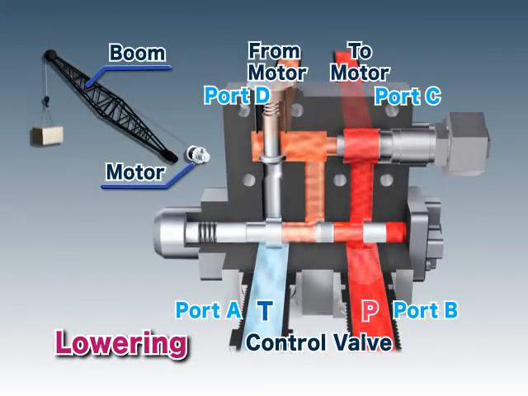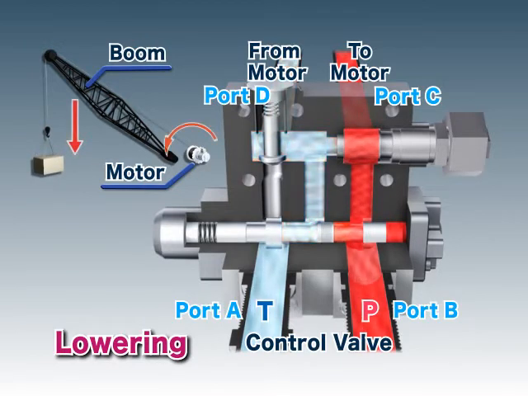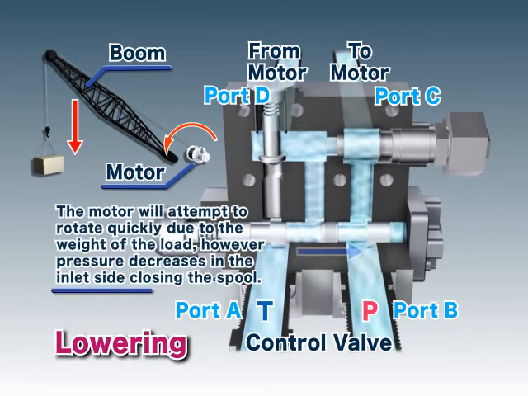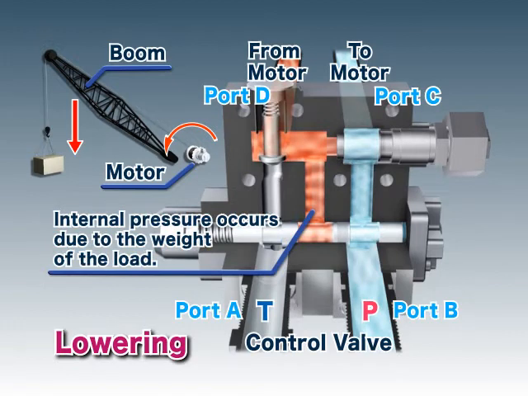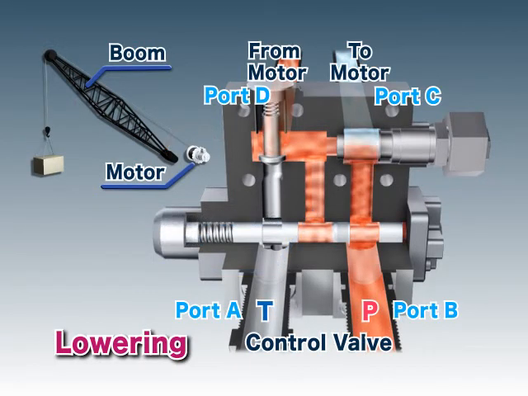As the spool moves, the circuit between port D and A opens. This allows the motor to rotate, lowering the load. At this point, the motor will attempt to rotate quickly due to the weight of the load. However, pressure decreases in the inlet side, closing the spool. As a result, internal pressure builds between the motor and counterbalance, holding the load. By repeating this process, the load can be lowered smoothly.